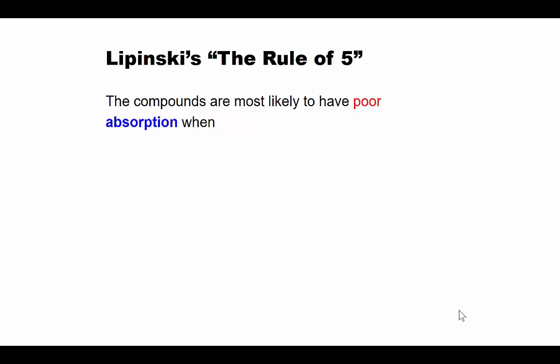And he found some rules. Those rules we call the Lipinski rule, or the rule of 5, since many 5s are used there. Let's see what kind of rules he found. First of all, he found that if the molecule's molecular weight is above 500, usually they have poor absorption. They cannot penetrate the membrane.